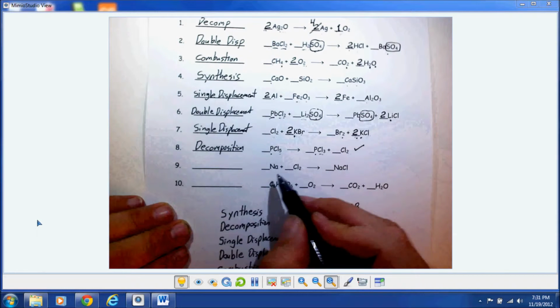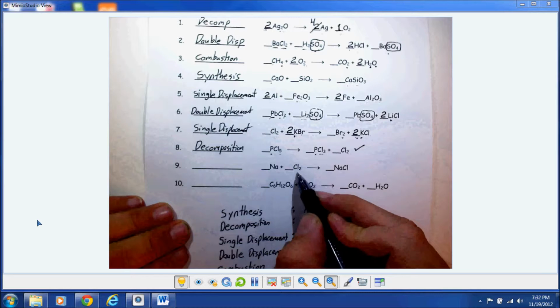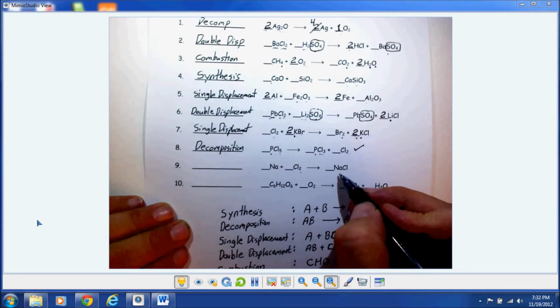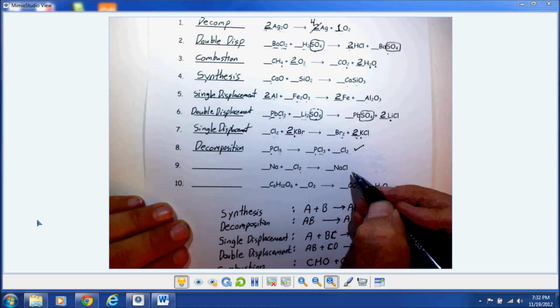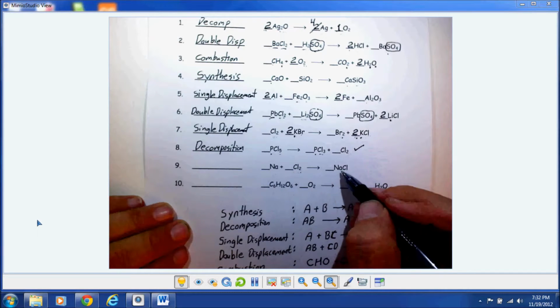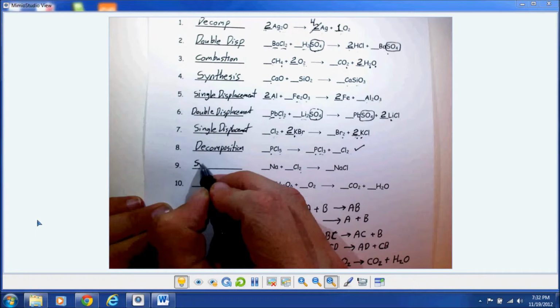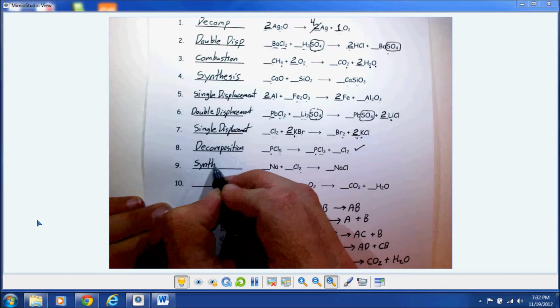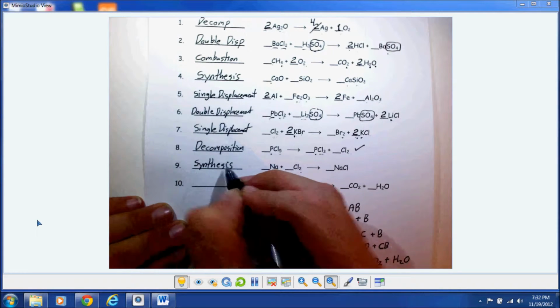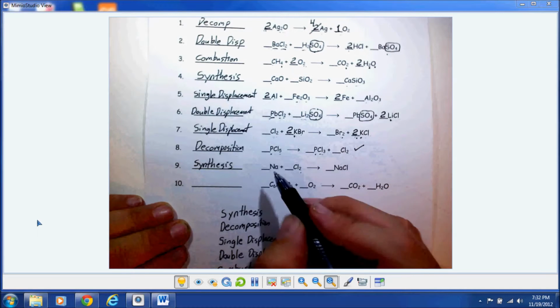In number 9, I have sodium, that's the free metal, and chlorine, which is a diatomic element, react to form sodium chloride, which is just common table salt. Because I have 2 substances combining to form 1, that must be a synthesis reaction. We're synthesizing table salt.